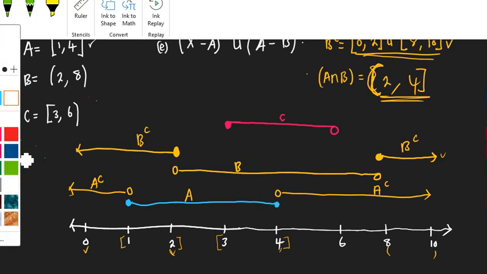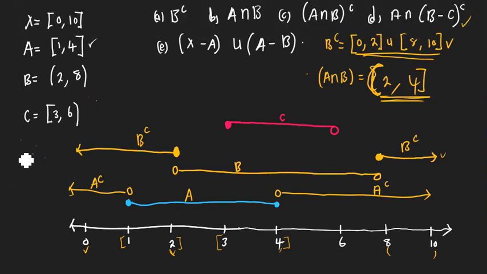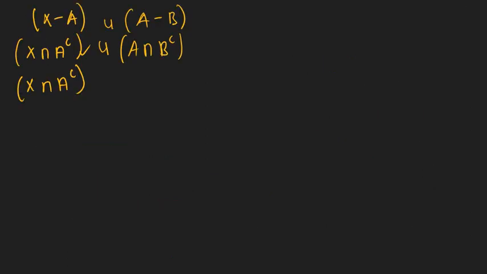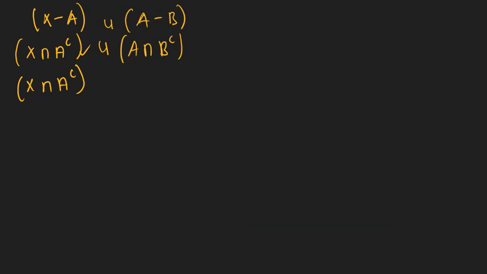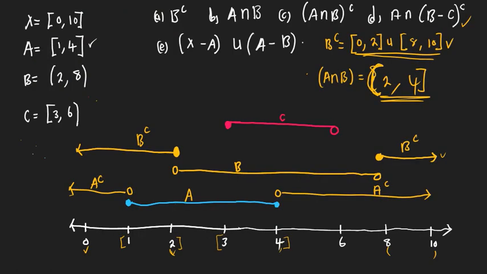Alright, so now this is what we're going to do. We are saying x intersection a complement. X intersection a complement, where x and a complement are meeting.